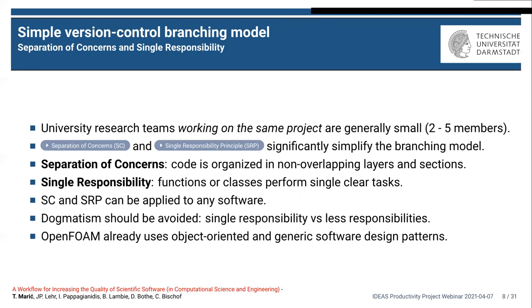Let's talk about this simple version control branching model first. So we have small teams, 2 to 5 people, that are usually working on the same project. And what we figured is that if we apply two things, separation of concerns and the single responsibility principle, this significantly simplifies the branching model. Separation of concerns is basically telling us to organize our source code in different layers and sections that are minimally overlapping or not overlapping at all. And with single responsibility, we write functions or classes that perform single or at least clear tasks.